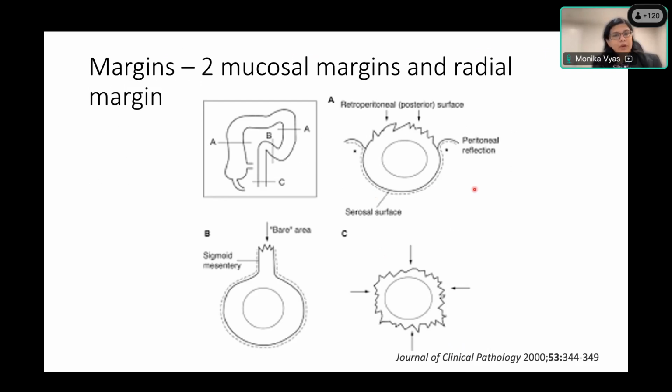So coming to the margins, one of the most important parameters while evaluating. So standard surgical resections for gastrointestinal malignancies will have two mucosal margins and a radial margin. So the mucosal margins would be where the organ has been cut from the body. So your standard specimens will have one proximal mucosal margin and one distal mucosal margin. And where the specimen is cut from the mesentery, that would be a mesenteric resection margin.